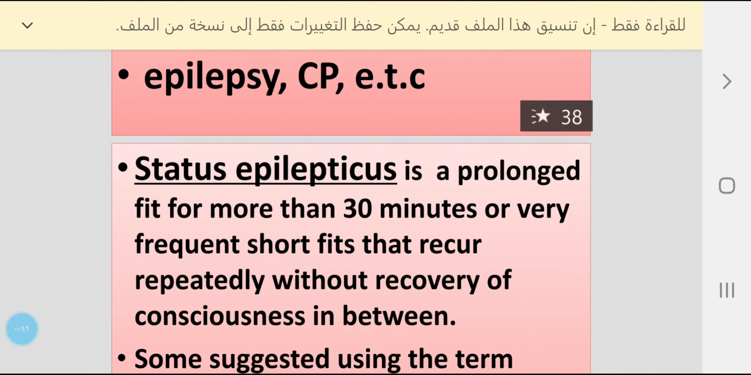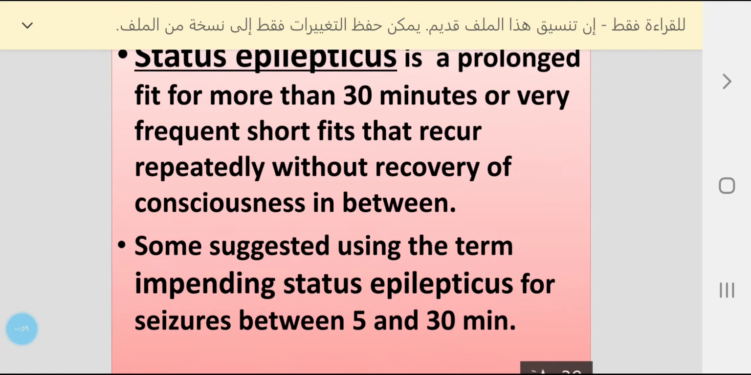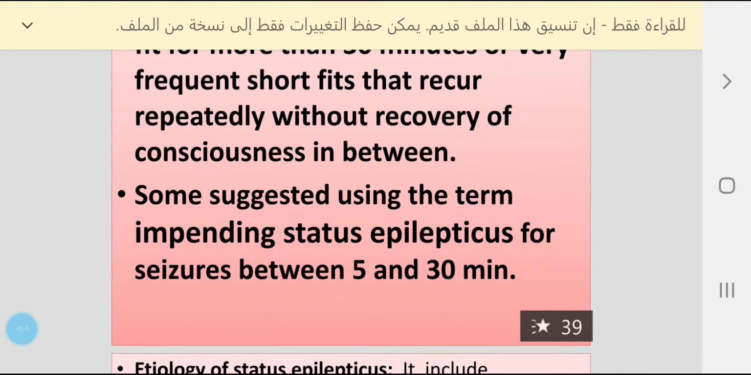Status epilepticus is a prolonged fit for more than 30 minutes, or very frequent short fits that recur repeatedly without recovery of consciousness in between. Some suggested using the term impending status epilepticus for seizure between 5 and 30 minutes.